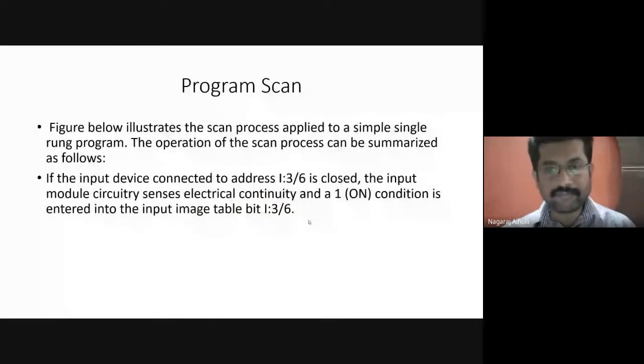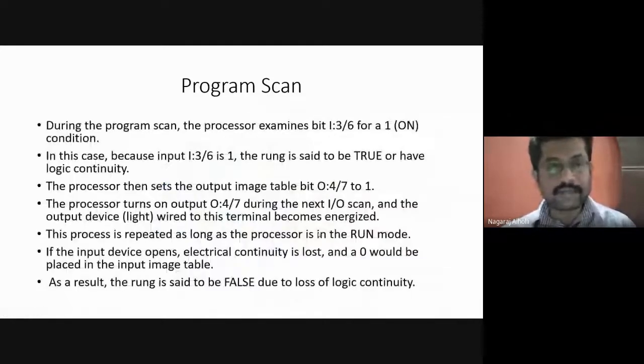The same thing: if I:3/6 is closed, it is 1, and there is logical continuity, electrical continuity. During the program scan, the processor examines bit I:3/6 for the on position. Then if the rung is true, that is, if it executes, there is logical connectivity. If the input status is sensed, the processor sets the output image table. The processor turns on the status during the next I/O scan, and the output device is energized. This process is repeated as long as the processor is in run mode.